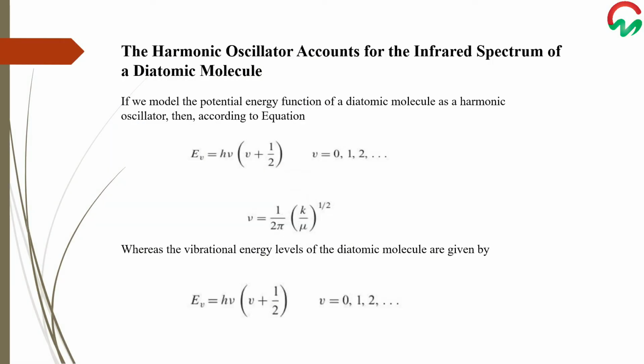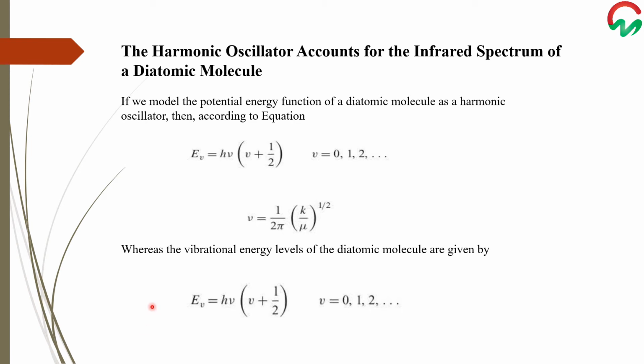Now we will discuss how the harmonic oscillator accounts for the infrared spectrum of the diatomic molecule. If we want to discuss the spectroscopic predictions of a harmonic oscillator, we will model the potential energy function of a diatomic molecule as a harmonic oscillator.